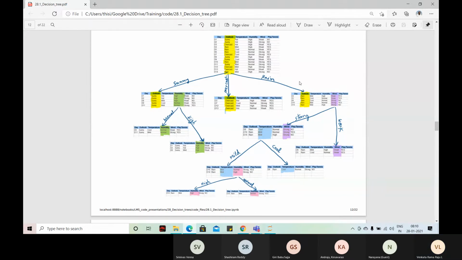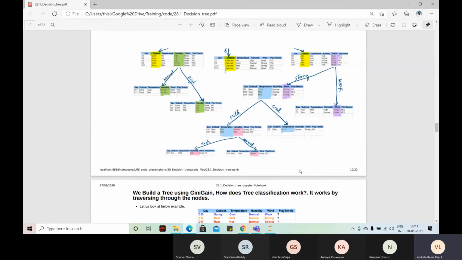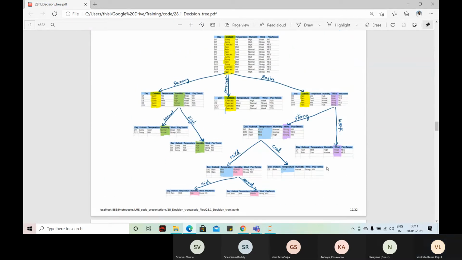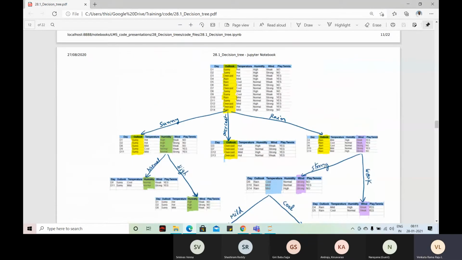Got it? I'm actually trying to show you the overfitting issue with decision trees. Any questions?